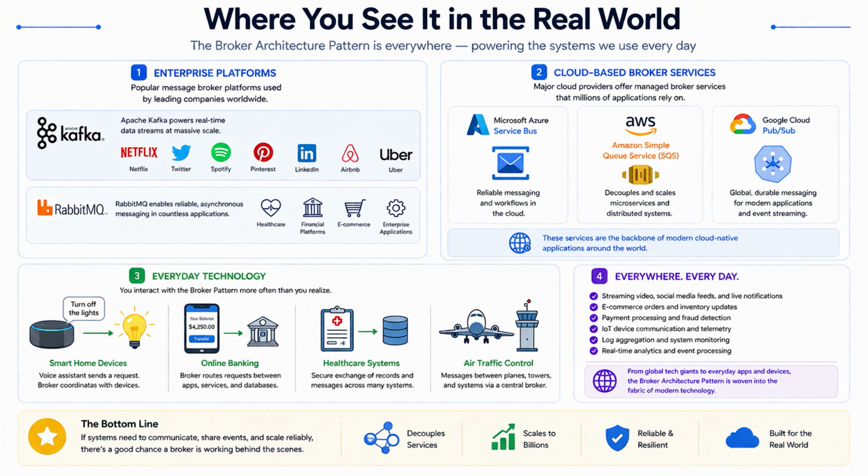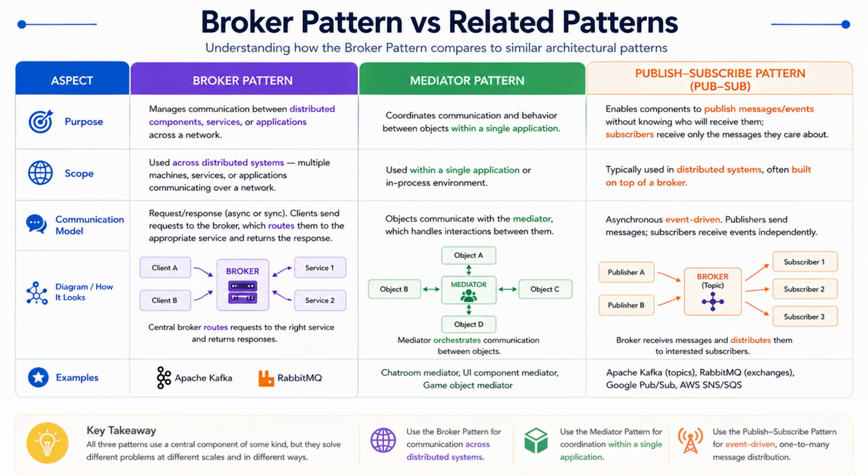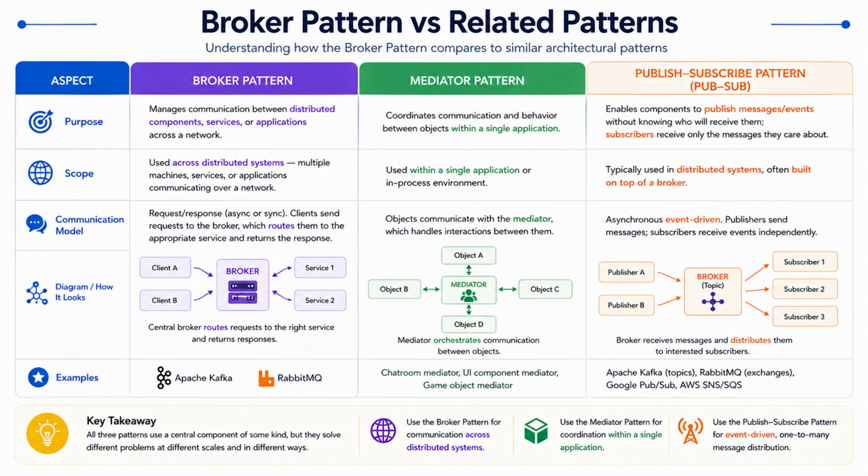Microsoft Azure Service Bus, Amazon Simple Queue Service, and Google Cloud Pub/Sub are all cloud-based broker services offered by the 3 largest technology companies in the world, which tells you how fundamental this pattern has become to modern software infrastructure. Even your smart home devices use a form of this pattern. When you ask a smart speaker to turn off the lights, a message broker is coordinating the communication between the voice assistant and the smart light system. Air traffic control systems, online banking systems, healthcare record systems, the broker architecture pattern is woven into the fabric of modern technology.